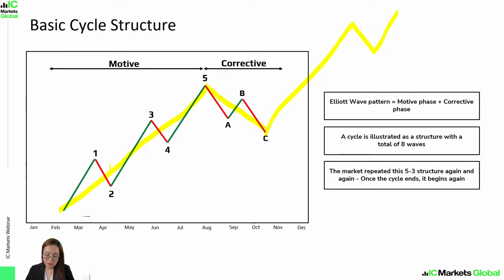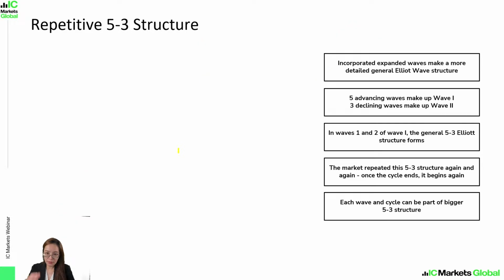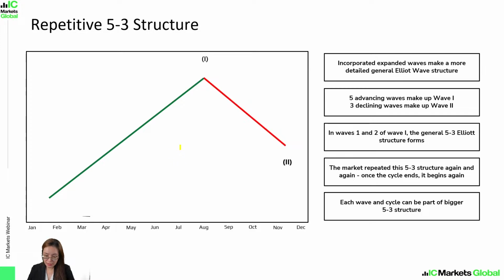Within the impulsive wave, like I just mentioned, you have 1, 2, 3, 4, 5. And the corrective wave is the retracement or the pullback. They move against the trend, which are wave 2 and wave 4. This is the 5-3 structure, just a recap.